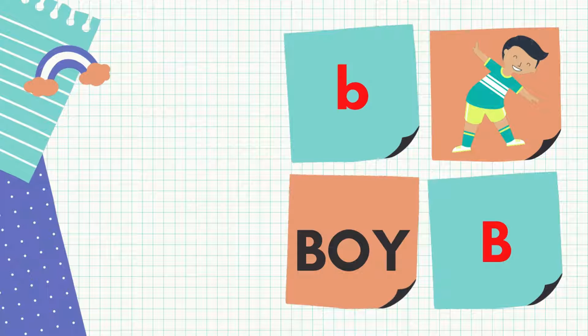B, boy. B, boy. What is the initial sound for the word boy? The answer is B. B is the initial sound for the word boy.